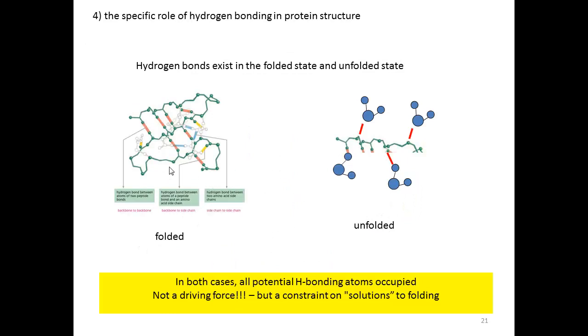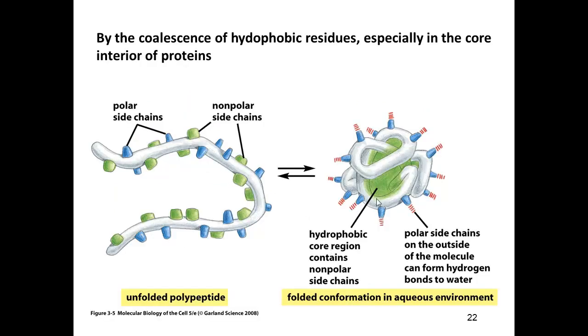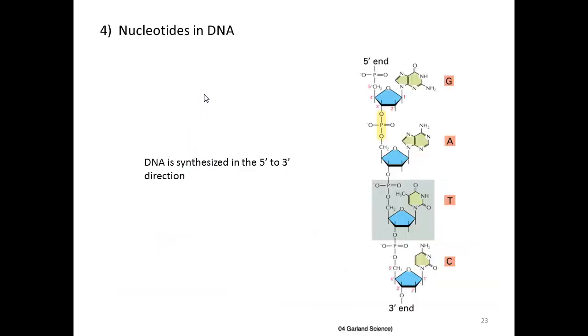Hydrogen bonding is a constraint on the final folded structure. Essentially every atom that can hydrogen bond needs to be hydrogen bonded in the folded structure, because in the unfolded shape, there's nothing preventing any hydrogen-bondable group from interacting with water. Since all atoms are hydrogen bonded here and all atoms are hydrogen bonded here, there is no driving force based on hydrogen bonding. The main force for protein folding, or driving force, is the packing of hydrophobic residues into the interior of the folded protein, limiting the interaction of nonpolar side chains with the aqueous solvent.